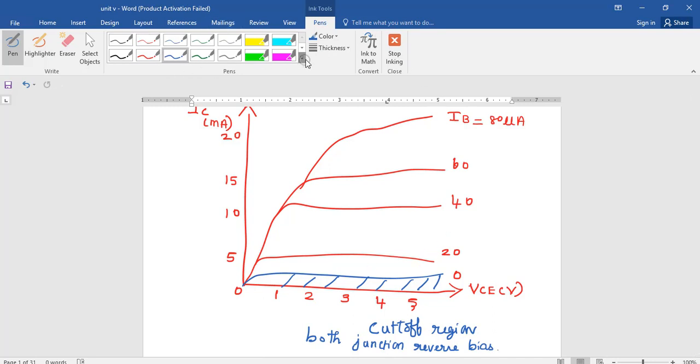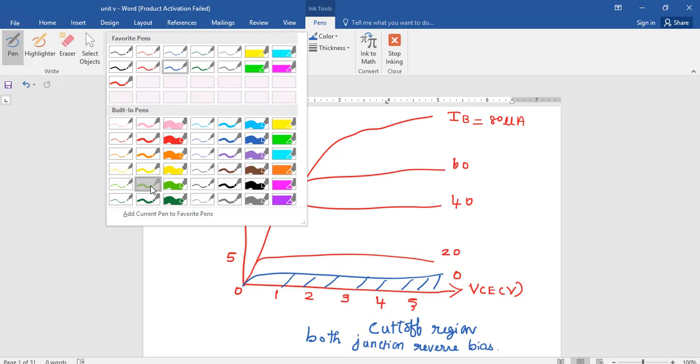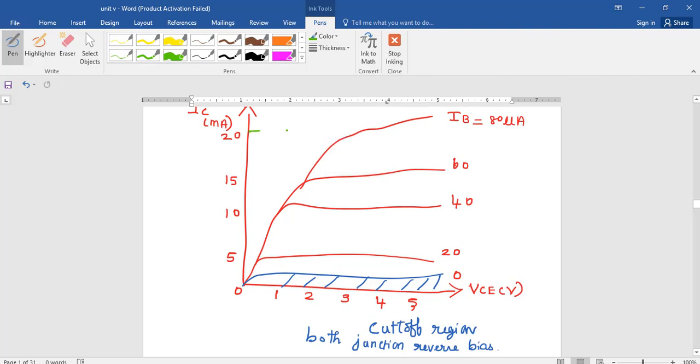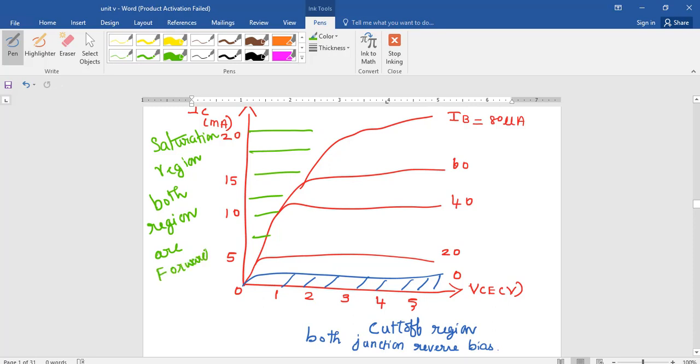Next one is saturation. This region is called saturation region. Here both junctions are forward bias. This is called saturation region.